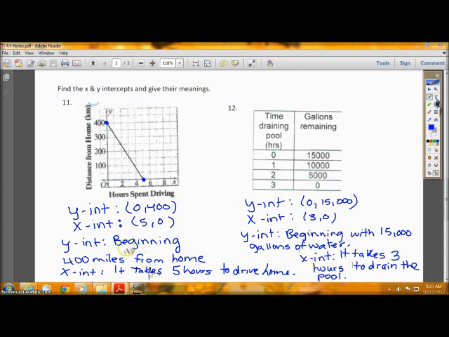Okay, so we're really going back and interpreting what that means. The y-intercept is your beginning amount. It's how much you're starting with. So we're beginning 400 miles away from home, or we're beginning with 15,000 gallons of water. And as it goes down to 0, the x-intercept is how long it takes to get down to 0. So it takes 5 hours to drive those 400 miles, or it takes 3 hours to drain those 15,000 gallons of water.